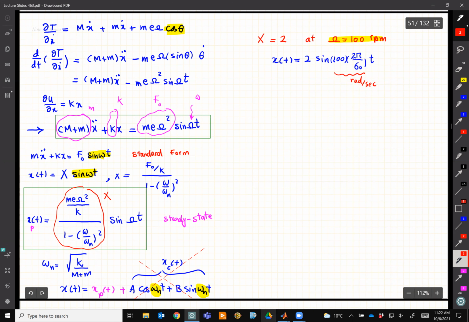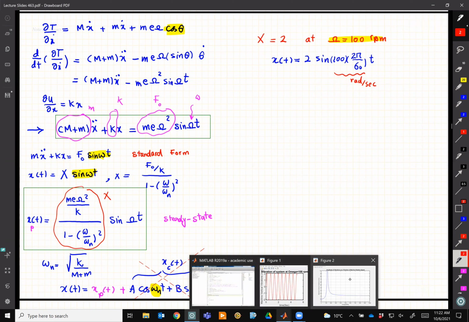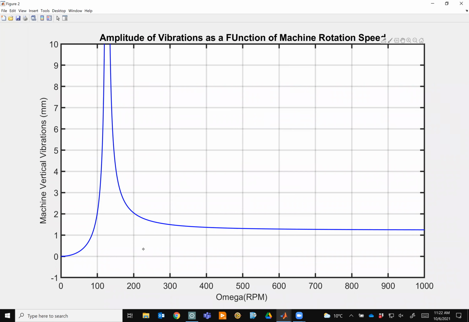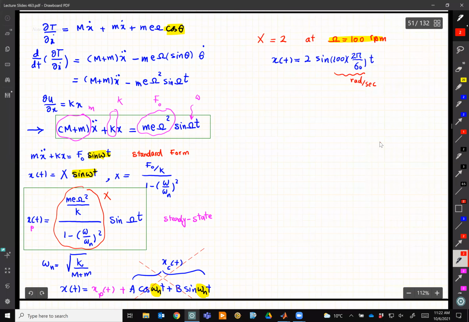So let's run the same system at omega equal to 200. Again, I want your attention here. Let's see at 200. If I look at my graph, I expect the amplitude to be 2. So I would say x will become 2 at omega equal to 200 RPM.